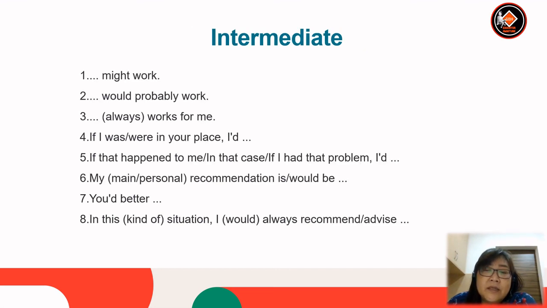So there is another level for intermediate. Might work, would probably work, always worked for me. If I were in your place, I'd. If that happened to me, in that case, if I had that problem, I'd. My main or personal recommendation is or would be, you'd better. In this kind of situation, I would always recommend or advise.